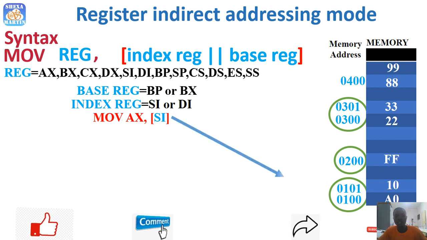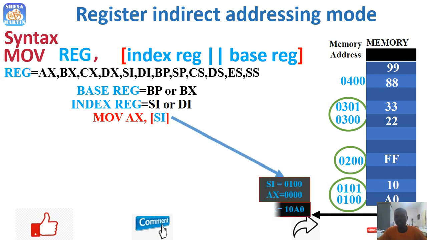So the value of SI is 0100, right? And 0100 is this address, this one. So what do you think will happen? AX is now having 0000, right? So SI 0100, this is the address, and at 0100 we have A0 and 10. So A0 is moved into AL, 10 is moved into AH. Now the final result of AX is 10A0.